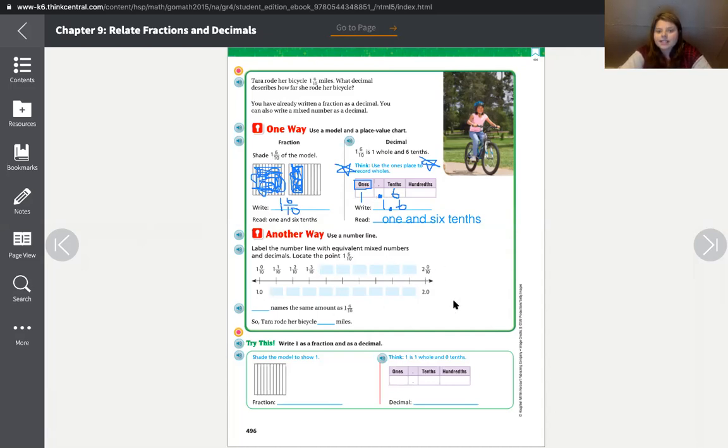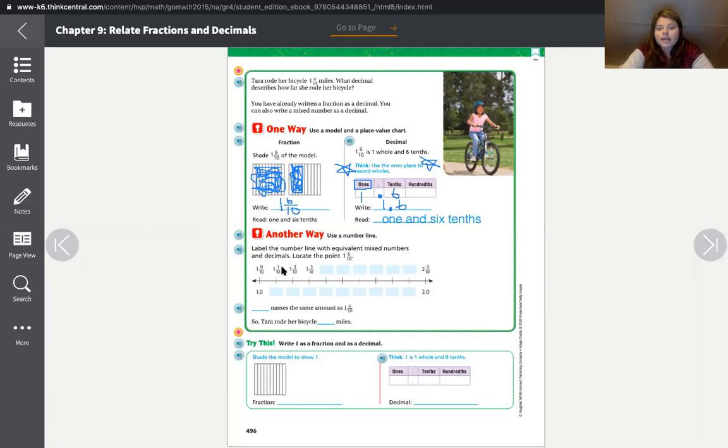Okay, and we're going to practice it down here. They've started for us. We're still going to use the number line. We're going to label the number line with equivalent mixed numbers and decimals. Locate the point 1 and 6/10. Okay, so they started for us. They did 1 and 0/10, which we write as 1.0. We have 1 whole and we have 0/10. Now they did the mixed number for us. We have to fill in the decimal.